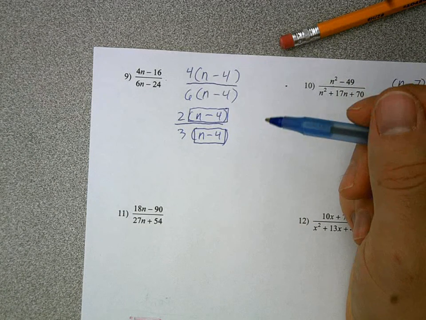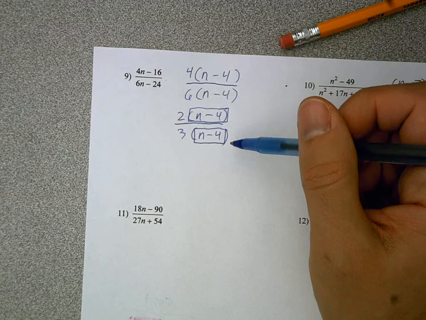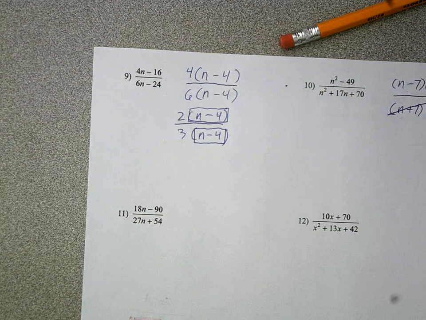So, for the n minus 4s, if the entire piece is exactly the same, I can cancel the whole thing out. One of the other teachers here calls them identical twins. You've got the exact same thing on the top and the bottom. Not just kind of the same, exactly the same.